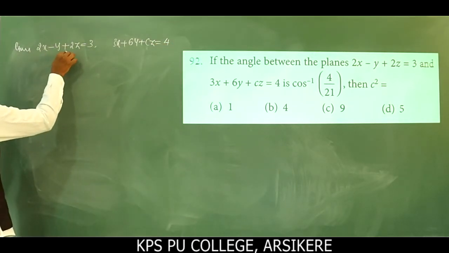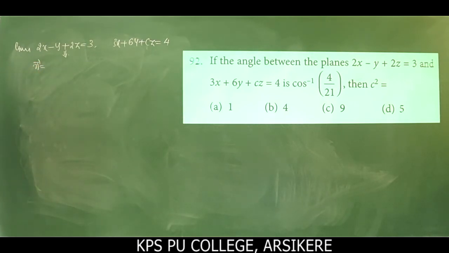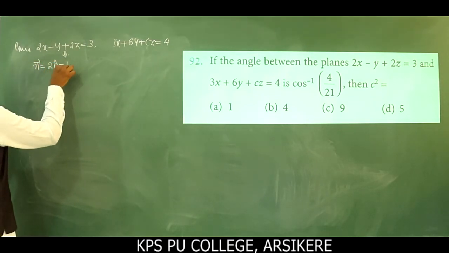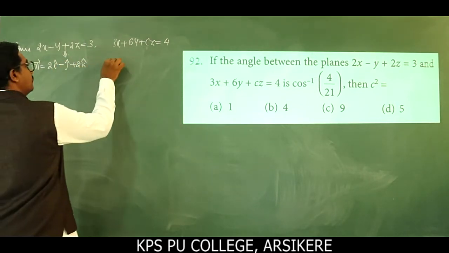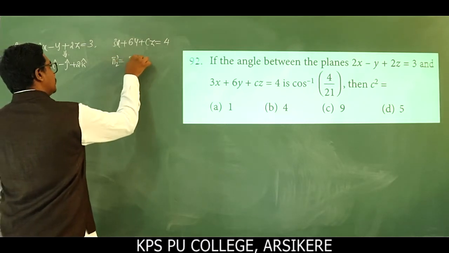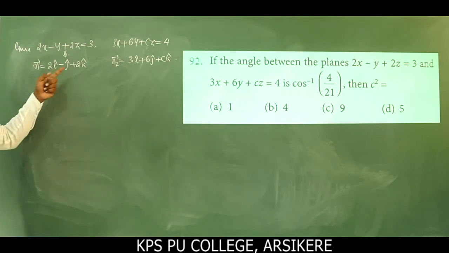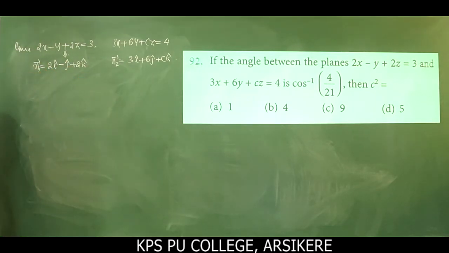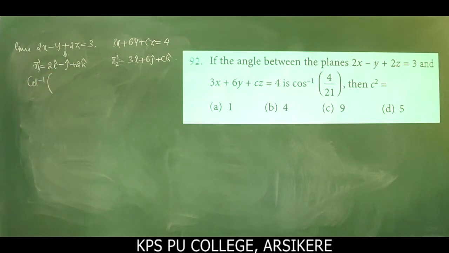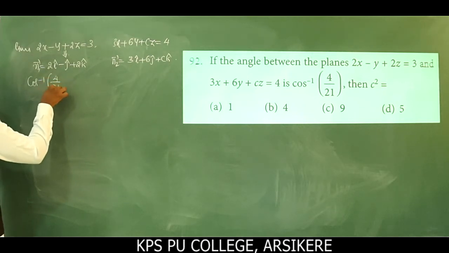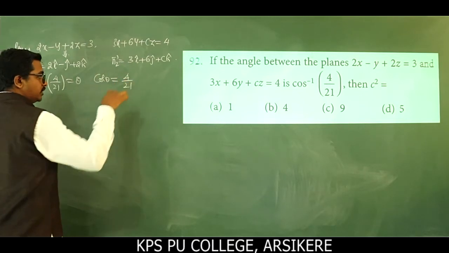So the direction of the normal vector to the first plane is vector n1 = 2i - j + 2k. Taking the coefficients of x, y and z for the second plane, vector n2 = 3i + 6j + ck. This is clear here: this is vector n1 and this is vector n2. Also, what is given here? The angle between the planes is cos inverse of 4 by 21. We will take it as theta.